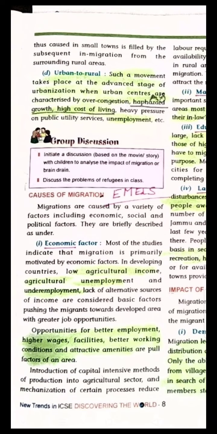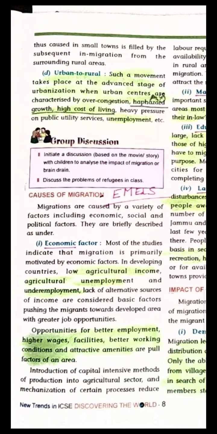Then there is another factor, which is that the mechanization in the agricultural sector has reduced the labor requirement in the rural areas, and they are going for alternative sources of income in other rural areas. They are migrating. So there are pull and push factors here also. So you can just write it in points.